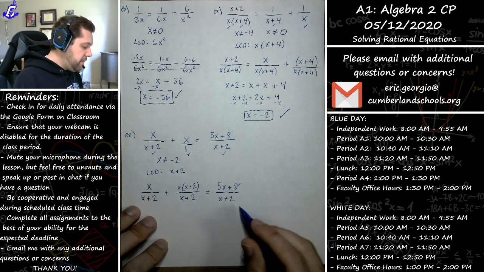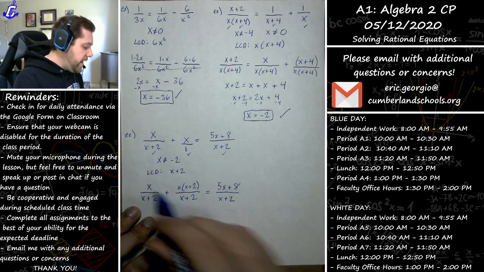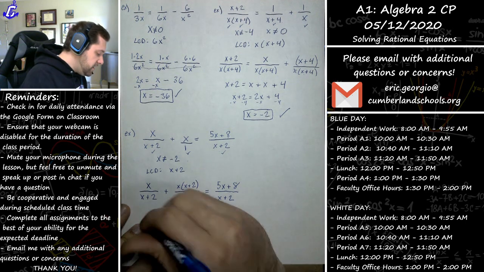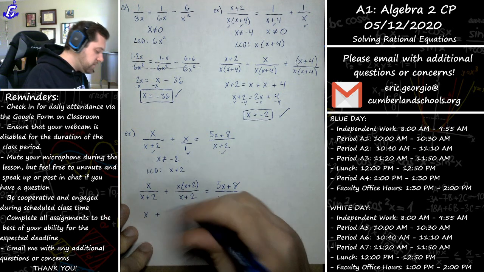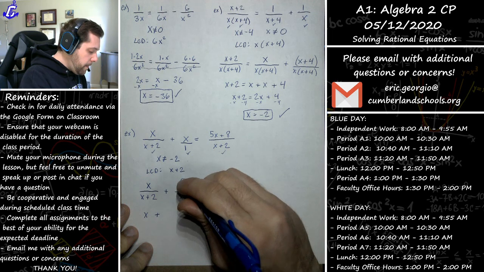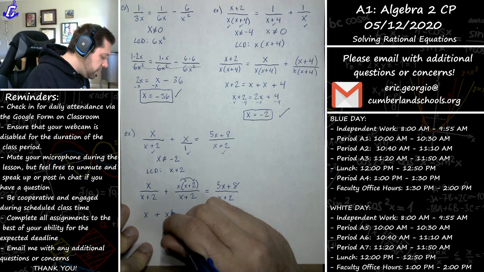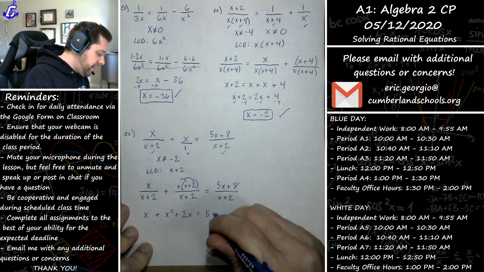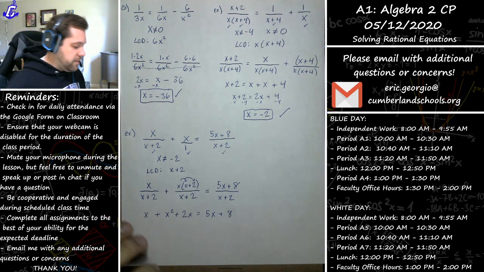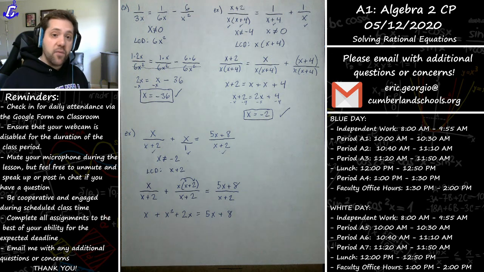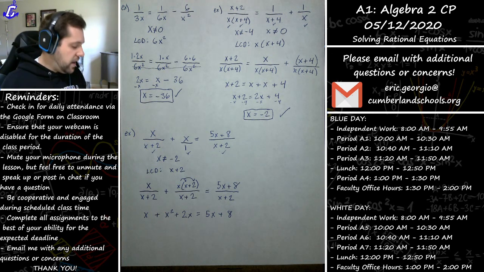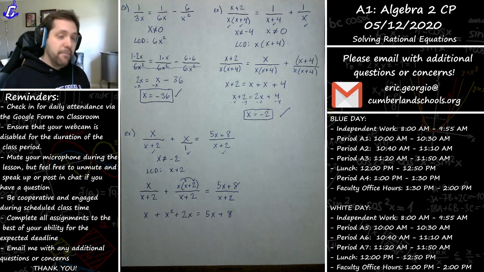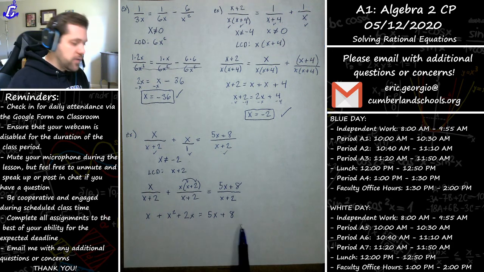Now that all your denominators are equal, I can go ahead and just focus on the numerators. This is now going to be x plus, we're going to distribute here, x squared plus 2x is equal to 5x plus 8. Everybody see that? We're allowed, so to speak, to do that because the denominators already match. So we can just now shift our focus to the numerators.